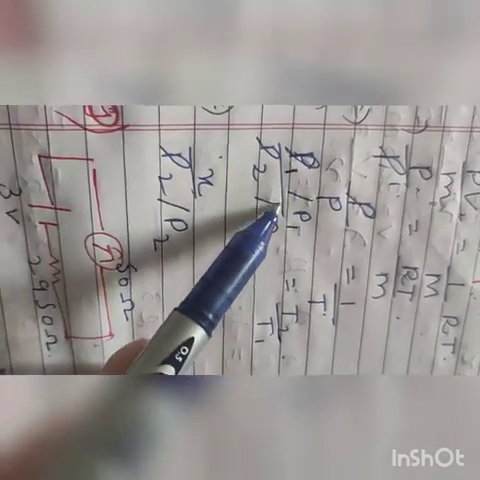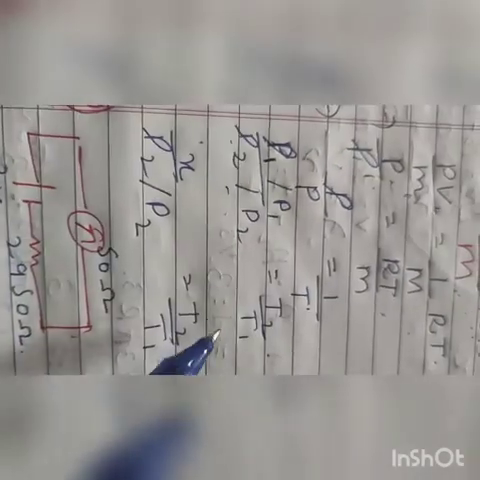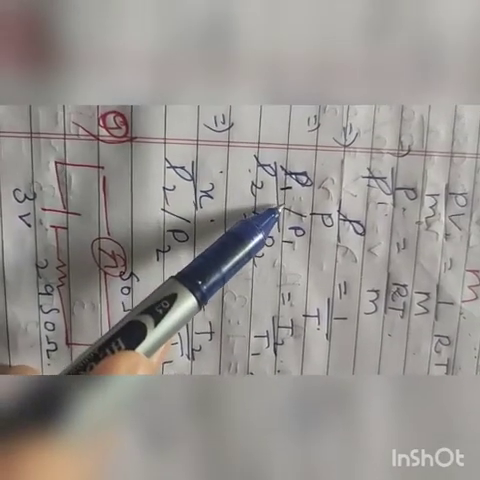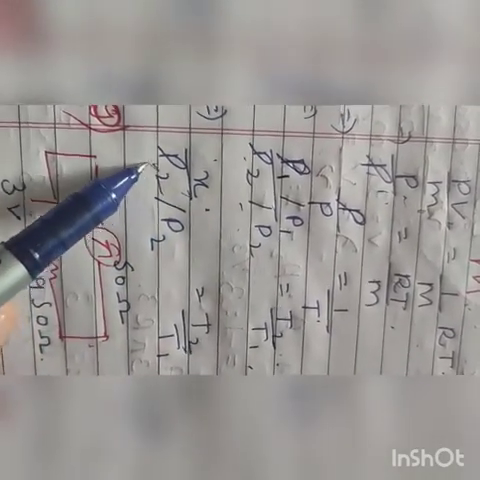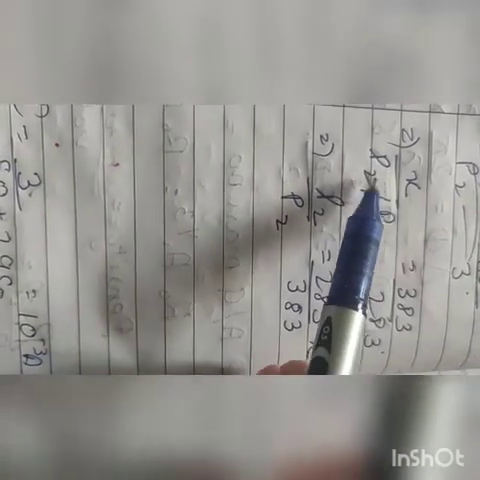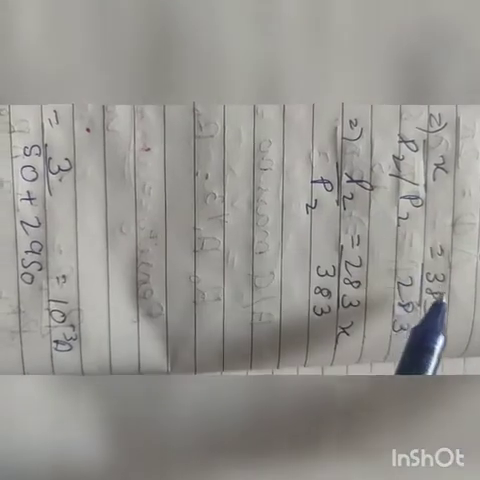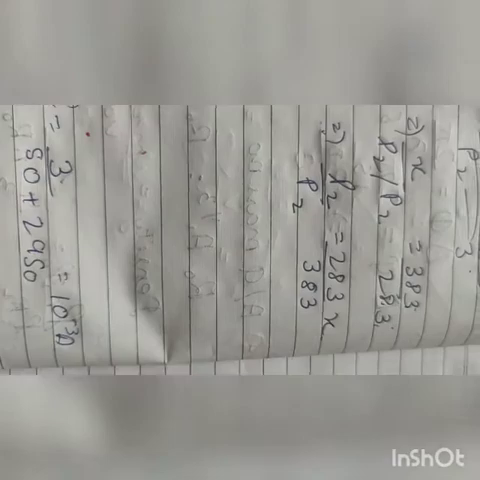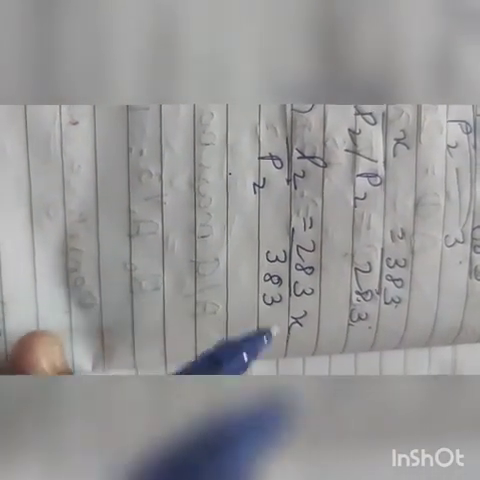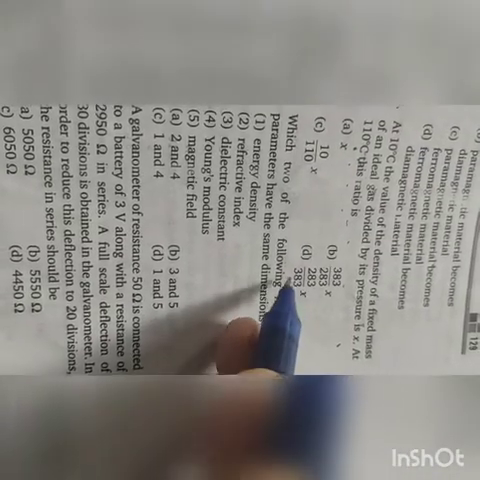So rho1 by P1 over rho2 by P2 is equal to T2 by T1. So here x is given in the question. So x over rho2 by P2 is equal to T2 by T1, which is 383 by 283. The temperatures in the question are given in Celsius, so we just converted them into Kelvin. So rho2 by P2 is equal to 283 by 383 x. So it is 283 by 383x.